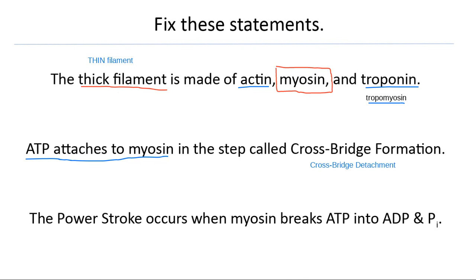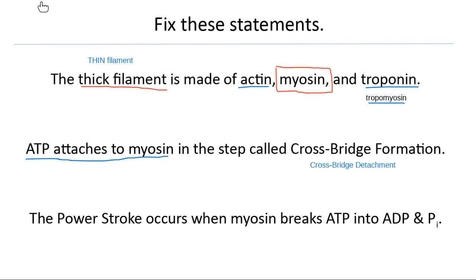If you remember, when we were talking about rigor mortis, when your muscles get really stiff after you die, this is the problem. You stop making ATP. ATP is what attaches to myosin and allows myosin and actin to let go of each other to keep your muscles from getting stiff. So ATP attaching to myosin happens in the stage called cross-bridge detachment. Okay, that's the first way I could fix this statement.